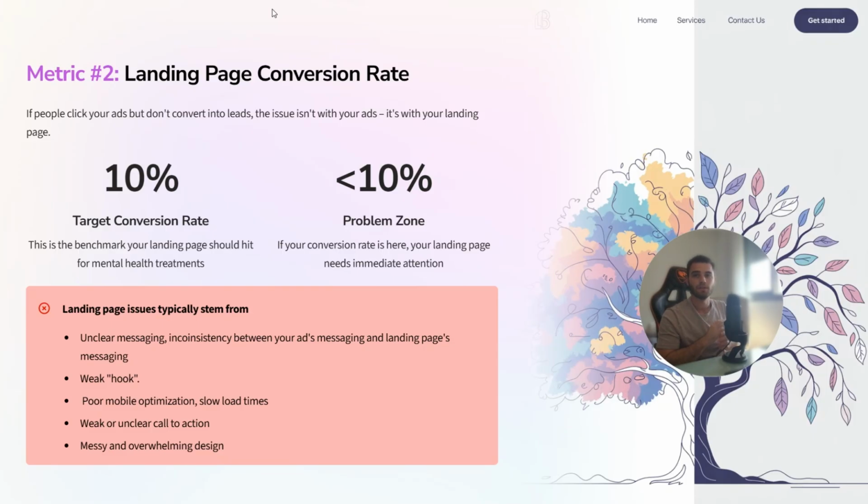The second metric that you need to look at is your landing page conversion rate, okay? So if people click on your ads but do not convert into leads, the issue may not be with your ad, but it may be with your landing page, okay?